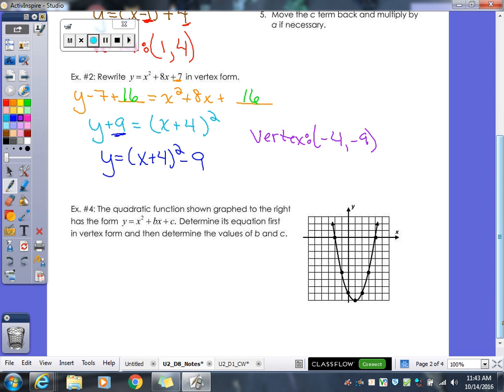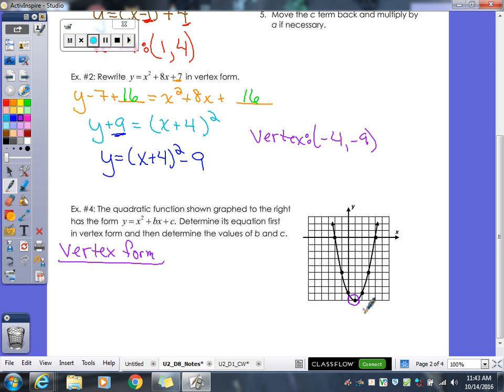All right, the quadratic function shown graphed to the right has the form y equals x squared plus bx plus c. Determine its equation first in vertex form, and then determine the values of b and c. All right, so we'll do our vertex form first. So what are the coordinates of our vertex? That's what we've got to first figure out.